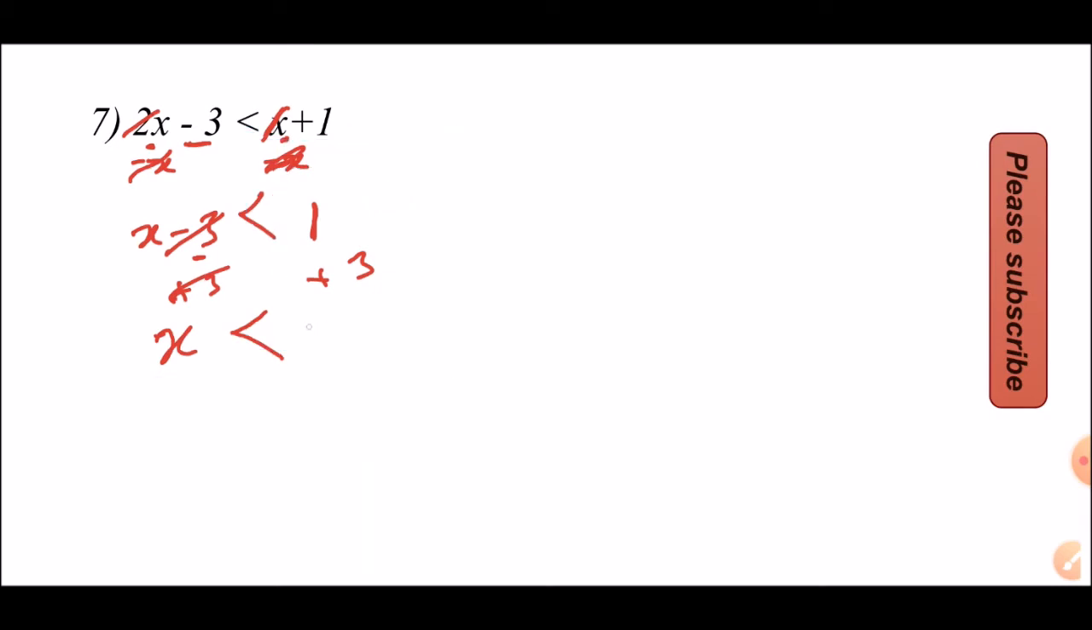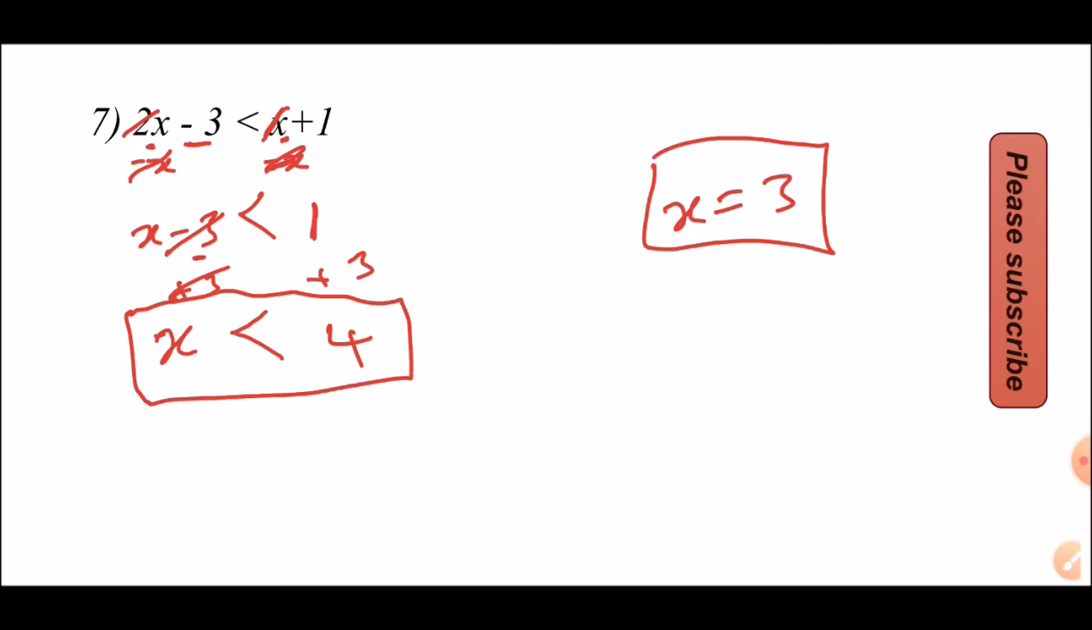So 1 add 3 is 4. So the answer is x has to be less than 4. So this is our answer. But if they asked us the additional question, what is the biggest whole number value of x, the answer would have to be 3, because x has to be less than 4. So the biggest whole number that x could be is equal to 3.